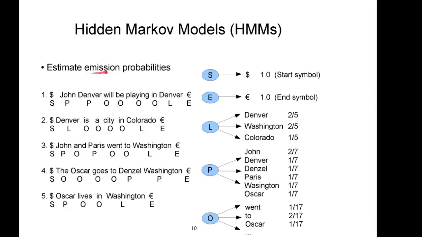So how can we estimate the emission probability? We want to know how likely it is that we see a certain observation in a given state. And for that we can use the associations given over here. We see, for example, that in person, once we had John, once we had Denver, once we had John over here, so that means it's the second time already. That means for the state P, we have John 2 out of 7 times, Denver 1 out of 7 times, Denzel 1 out of 7 times, Paris 1 out of 7 times, and so on. The start symbol had a probability of 1. We had 5 occurrences of the start symbol, $, and it was always in the state S. And the same for the end symbol.